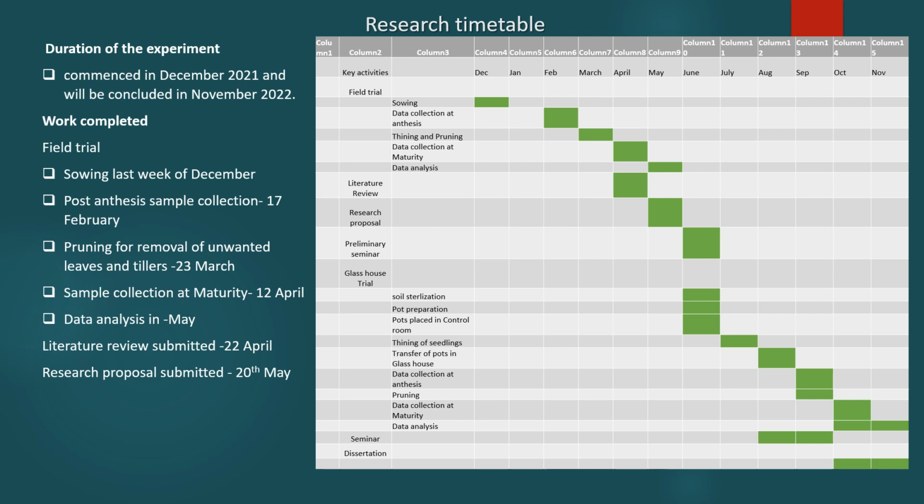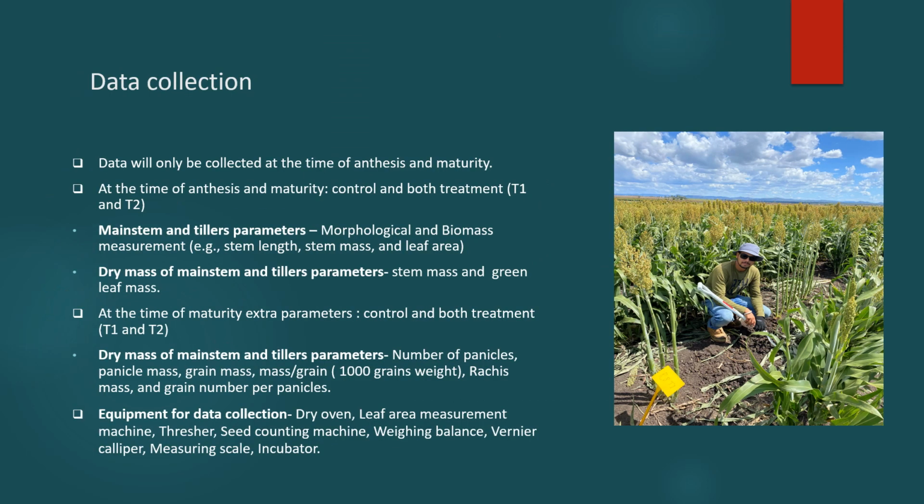figure, in which sowing of the crop was done in the last week of December and then I collected data on 17th February after anthesis. Later on I performed pruning on 23rd March and finally harvesting of my field was done on 12th April during maturity. Till now I have completed this portion of work and further work is identified as mentioned in the table. Data collection.